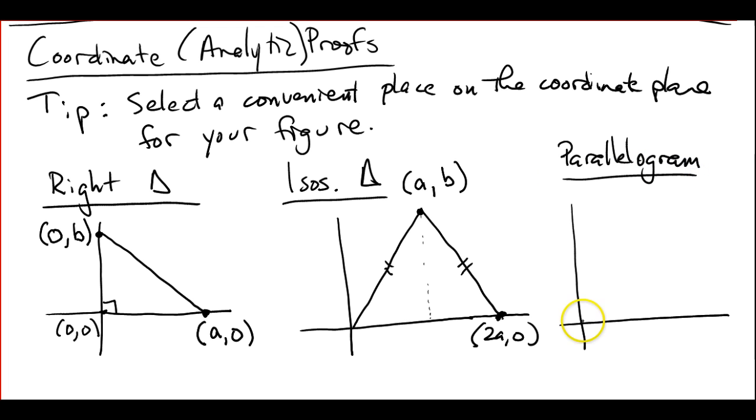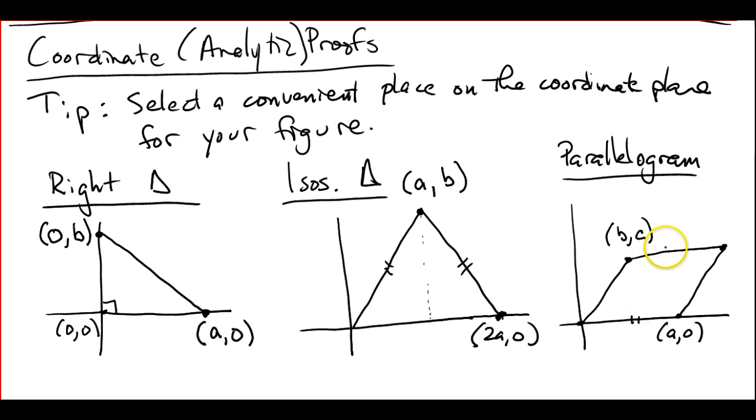And again, we're going to put it right at the origin. And we're going to remember some properties of parallelograms. So I've got these 3 points here that I'm going to have to label. Again, we've got the origin there. So I'm going to let this point be a comma 0. And then I'm going to let this point here be b comma c.